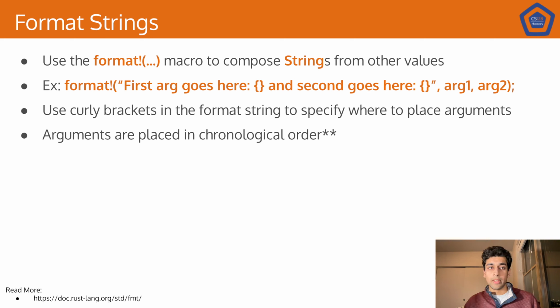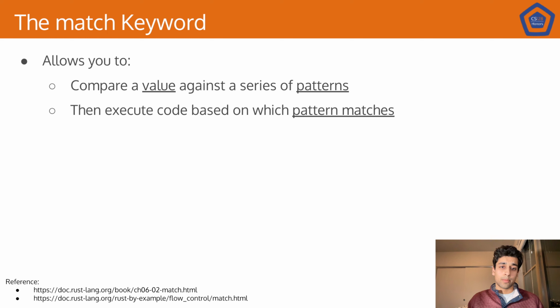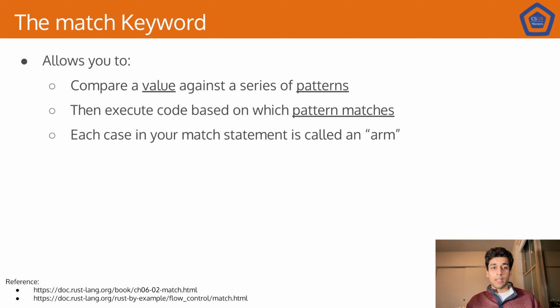Okay, so on to the match keyword. So matching allows you to compare a single value against a series of patterns. And we'll show you what patterns are. And then you get to execute some code based on which pattern the value matches. And so each pattern that you're matching has some associated code that you execute with it. Each of these cases is called an arm in your match statement. So a match is composed of multiple arms.